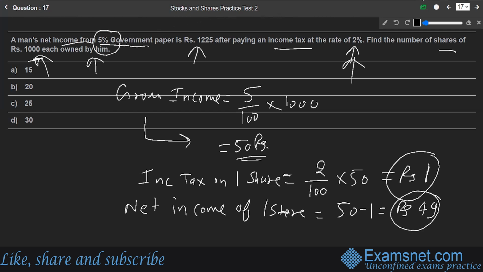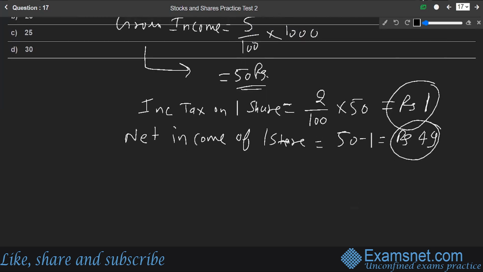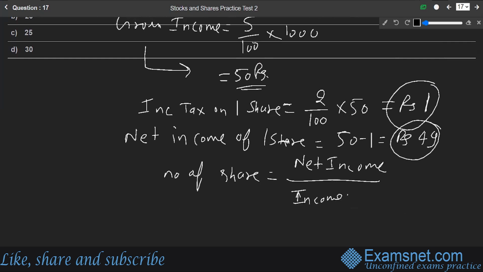Now what they say is that a man's net income is 1225. So on each share he is getting 49 rupees and net he is earning 1225. So what is the total number of shares? So the total number of shares can be easily found out by dividing. Number of shares is nothing but the net income that he is actually receiving after paying the taxes, divided by income on one share. This is how we can find out.